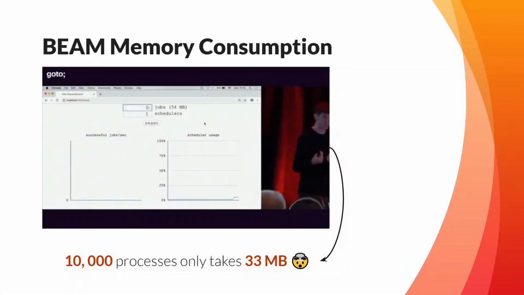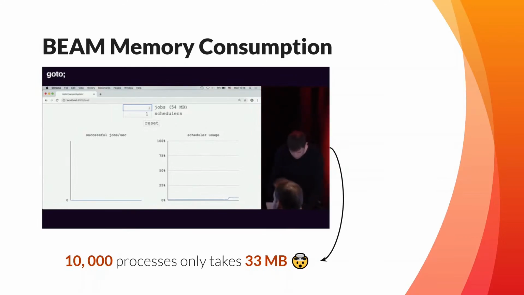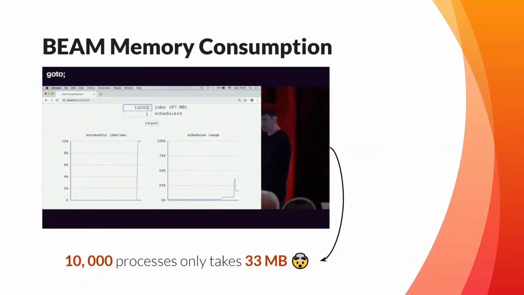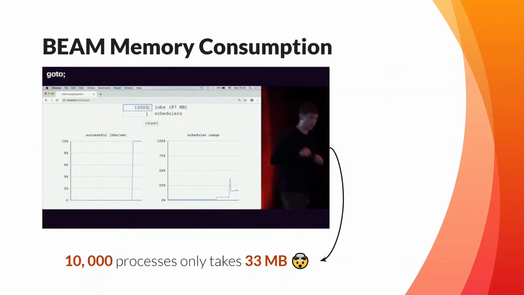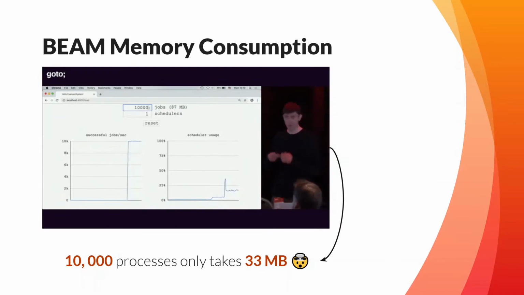This here is a demonstration by Sasha Jurich, linked at the end of the slides. As you can see, thousands of Beam threads can be run at once with very little cost in terms of memory and startup time. The number here probably isn't exactly 33, since we don't know what else is running on its machine, but in any case, it's very low, less than 100 megabytes for 10,000 processes.